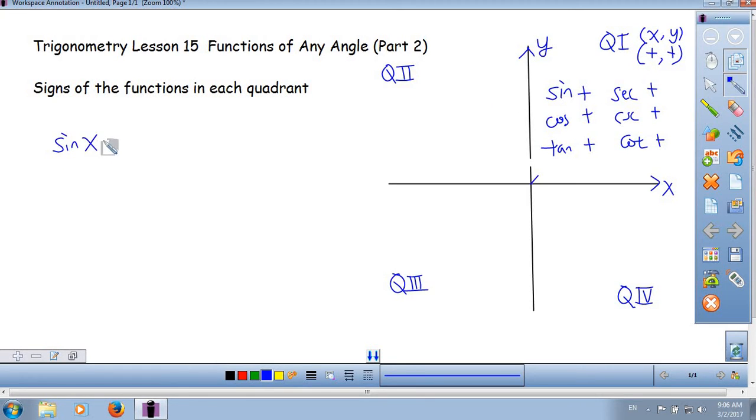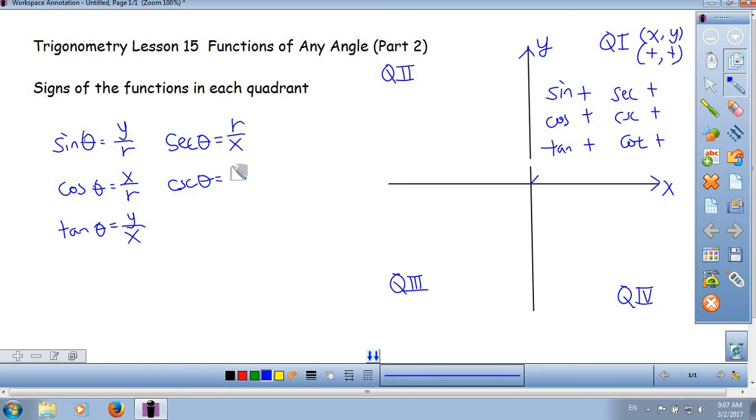Now let me go ahead and remember this. Sine of theta is y over r, and I'm jumping the gun a little bit. Cosine of theta is x over r, and tangent of theta is y over x. Secant of theta is equal to r over x, and cosecant of theta is r over y, and cotangent of theta is x divided by y. So based on the definition that we used last week, we can see that all of them will be positive if x and y are positive. And r is always positive.